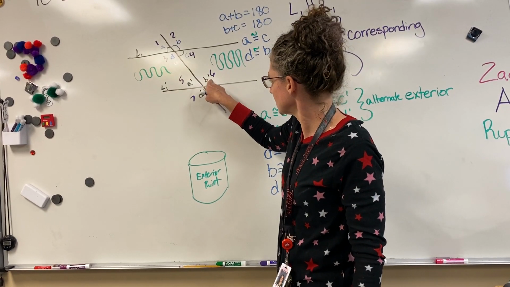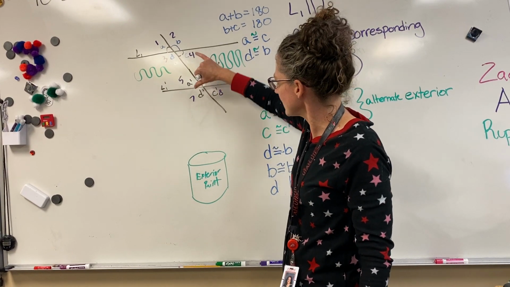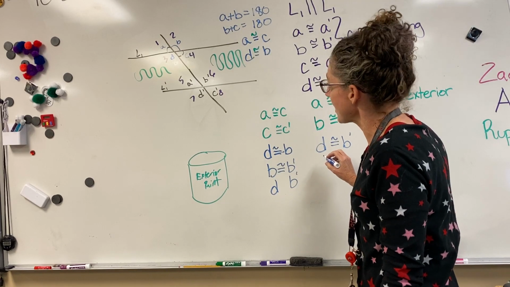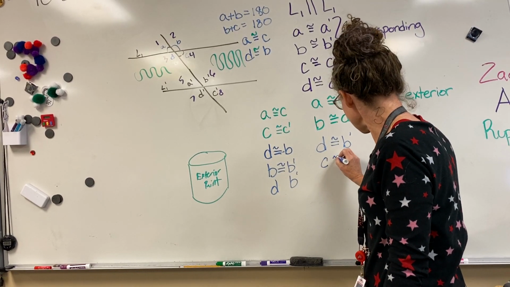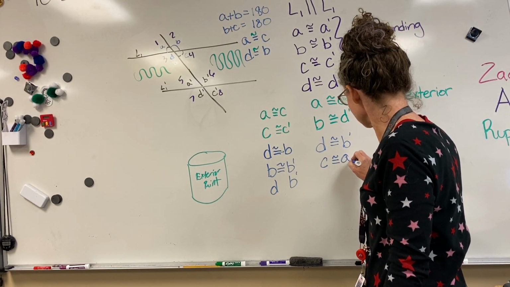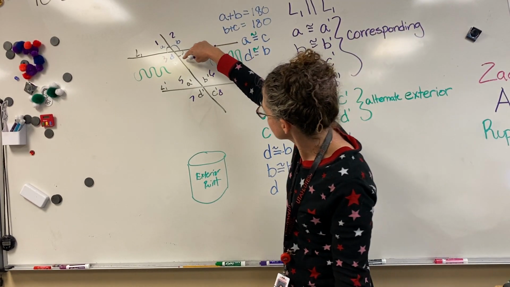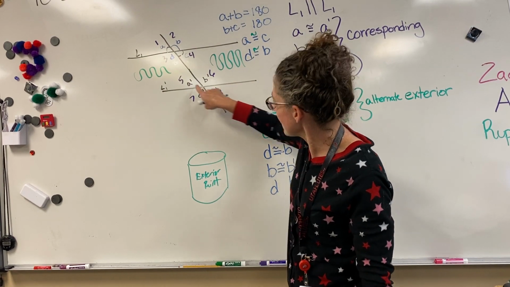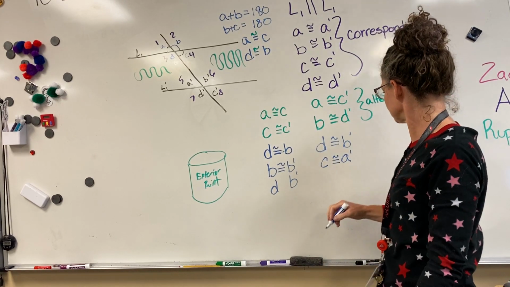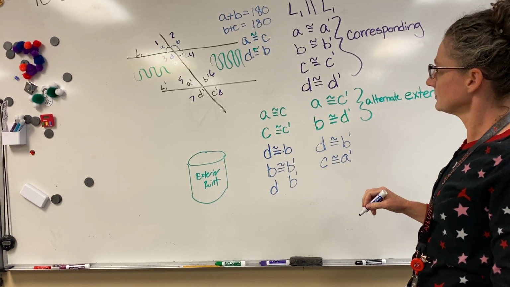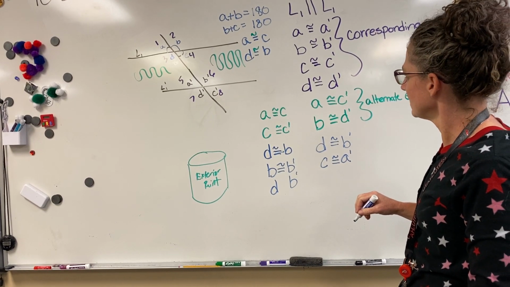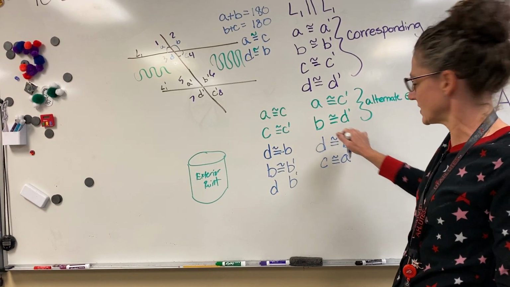These guys are on the inside. Which other two are on the inside? 4 and 5. C and A prime, or 4 and 5. So C is going to be congruent to A prime. You guys see that? Because C is congruent to C prime, and C prime is congruent to A, so they're congruent to each other. So 2 would be congruent to 7. 2 is congruent to 7. We didn't do that one, but that's B and D prime. That's these two. We did do that one.